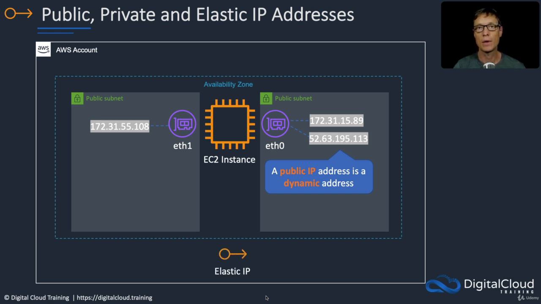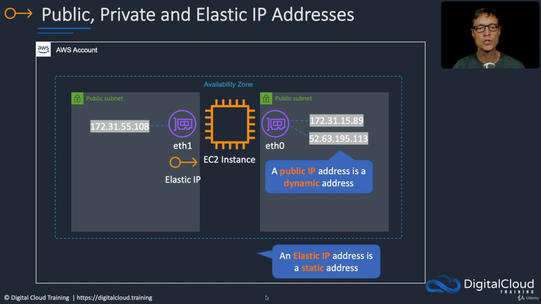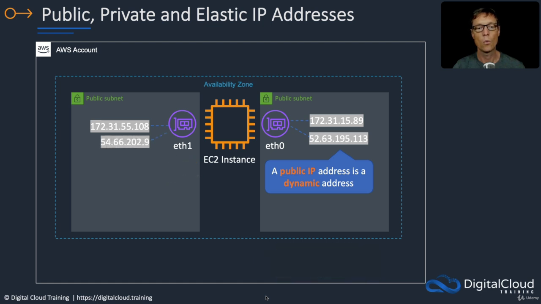So another thing we can do is assign something called an elastic IP. Now, an elastic IP is also a public IP, but it's a static address, so it doesn't change. Now, elastic IPs can be assigned to our network interfaces as well. So what we can do is associate the elastic IP with this network interface here. So this second address here, this public address, is an elastic address, and that means it's static and it won't change. So we can stop our instance, we can start our instance again as many times as we want. That address will always be the same.